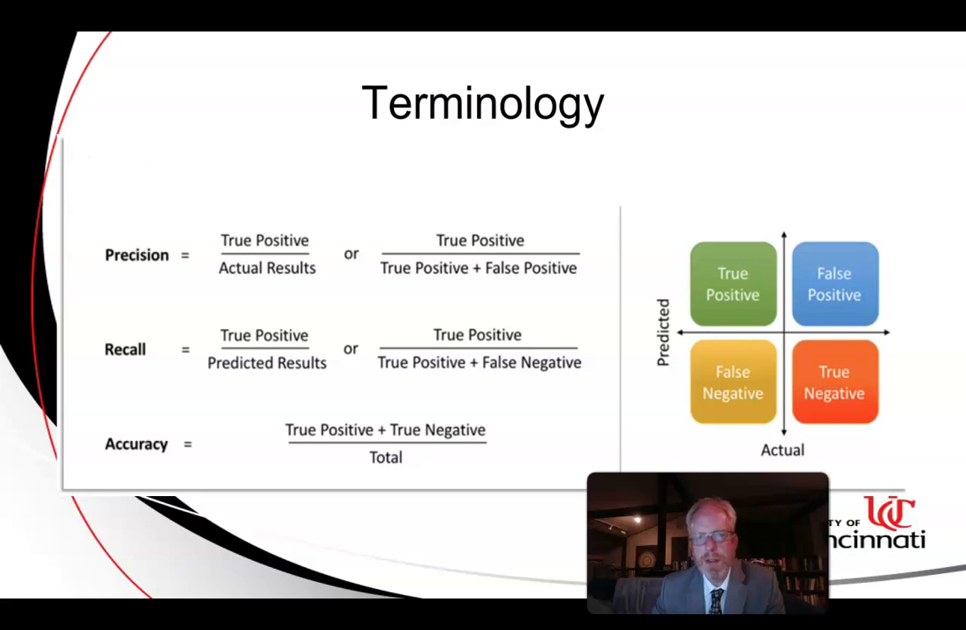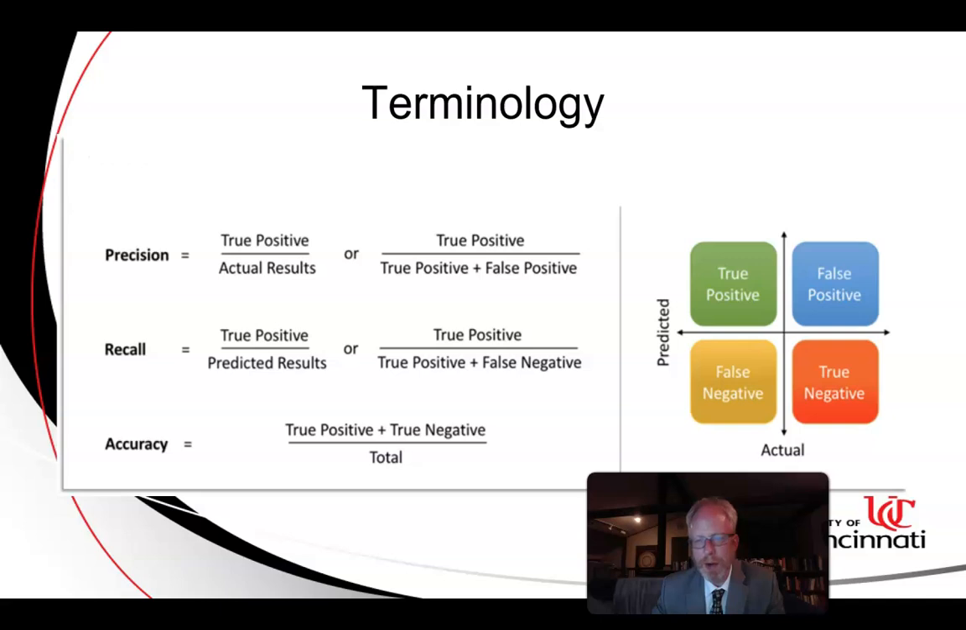So if precision is true positive over true positive plus false positive, then the fewer false positives we have, the closer that number is going to be to 1. On the other hand, recall is true positive plus false negative in the denominator. So the fewer false negatives we have, the closer that number is going to be to 1.